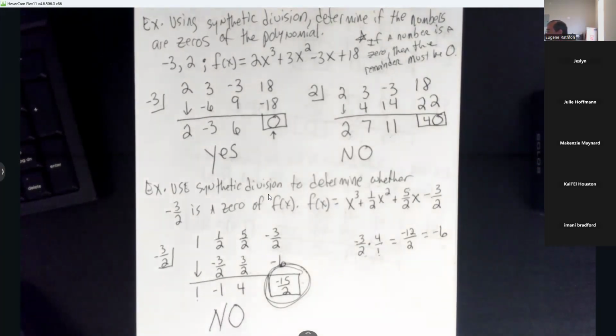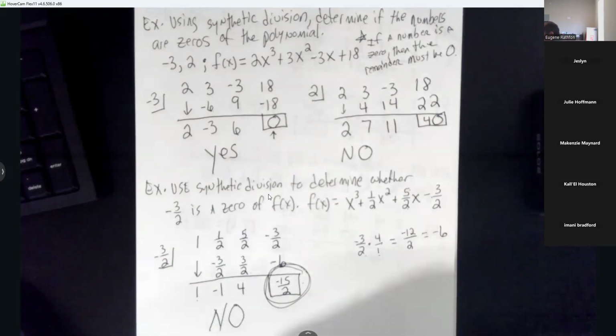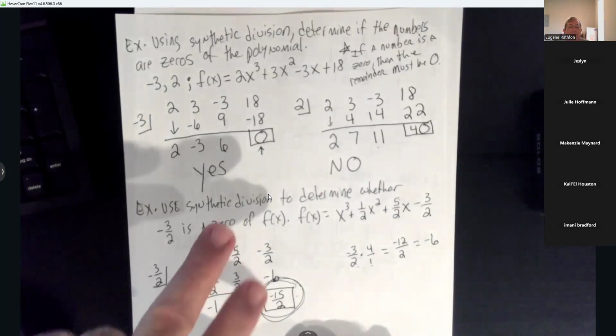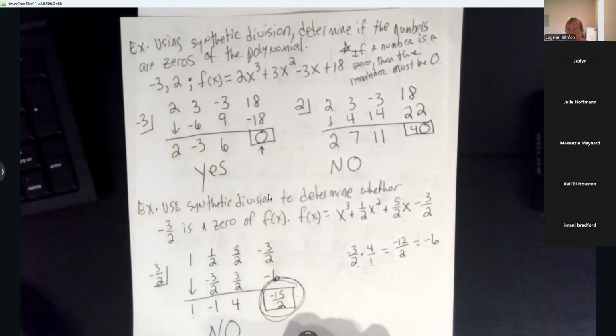All right, y'all, so we will play a little bit more with synthetic division later on in 8.4. But for now, that was 8.3, and it was just a couple problems finding function values, and then I think 3 problems determining if a number is a 0 or not, okay?